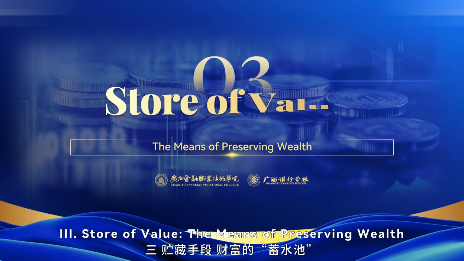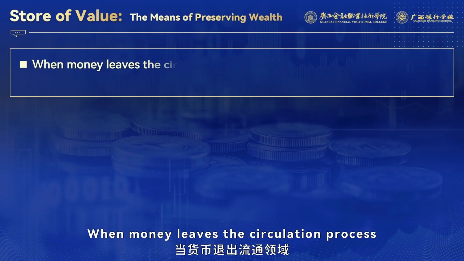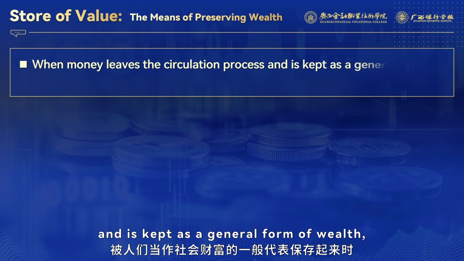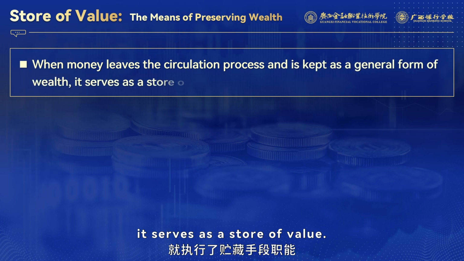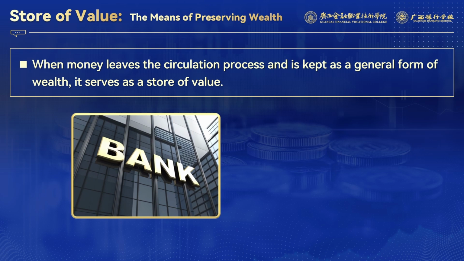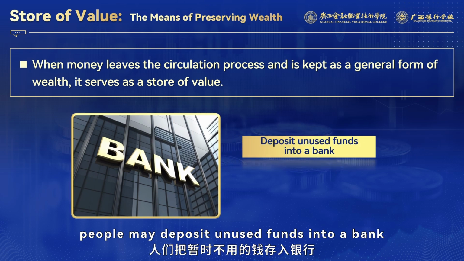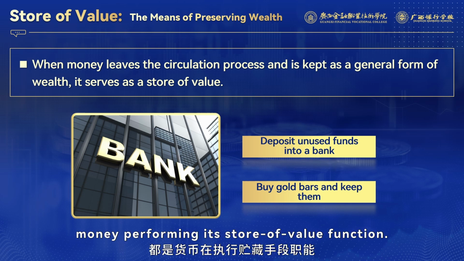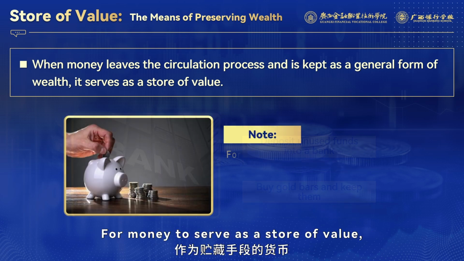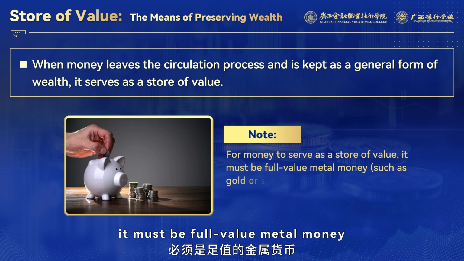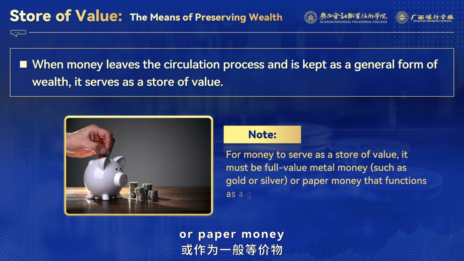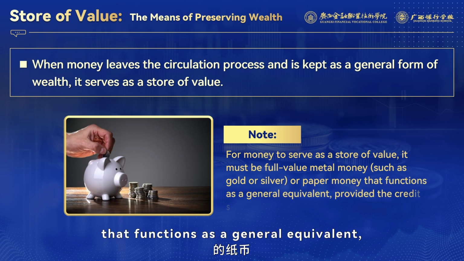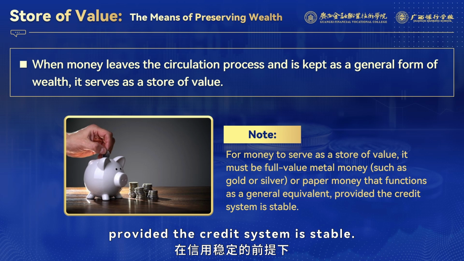3. Store of value, the means of preserving wealth. When money leaves the circulation process and is kept as a general form of wealth, it serves as a store of value. For instance, people may deposit unused funds into a bank or buy gold bars and keep them. These actions reflect money performing its store of value function. For money to serve as a store of value, it must be full-value metal money, such as gold or silver, or paper money that functions as a general equivalent, provided the credit system is stable.